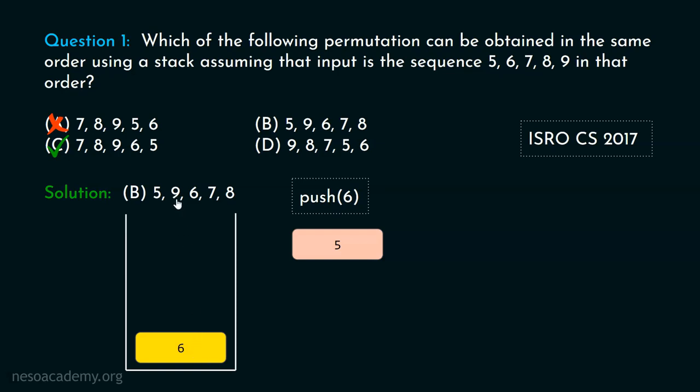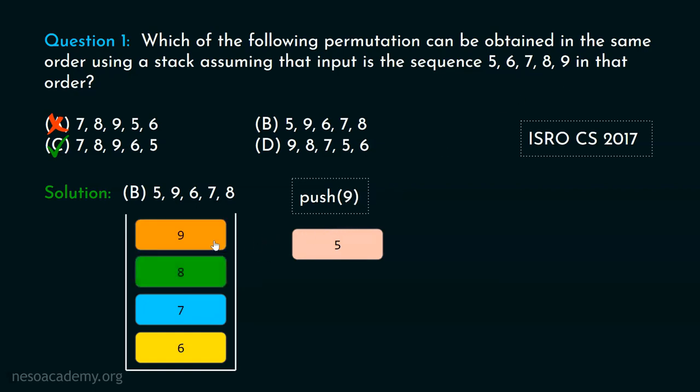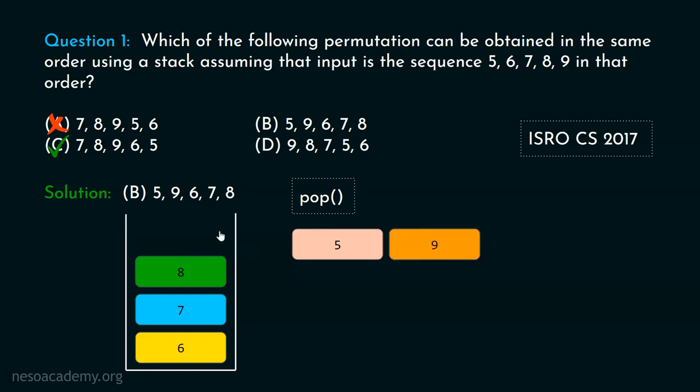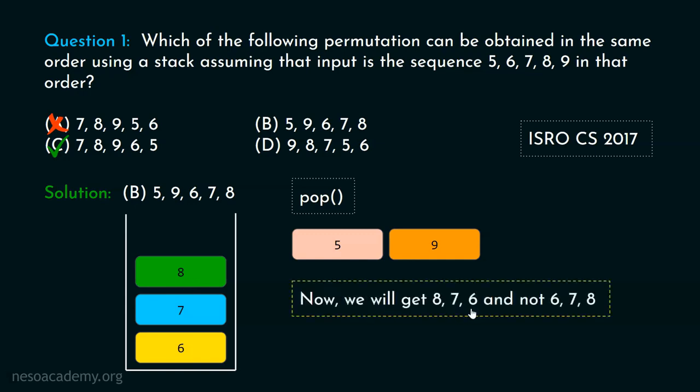The next element must be 9, so we have to push 7. Then after this, push 8. Then push 9, right? Okay, now we would be able to obtain 9. Let me just call the pop, and after this the element will get deleted out of the stack, right? Now the next element that we want is 6. But here we would obtain 8, right? We will get 8, 7, 6 and not 6, 7, 8. You can see the sequence over here. We will get 8, 7, 6, not 6, 7, 8.